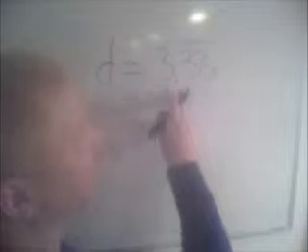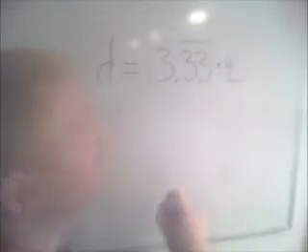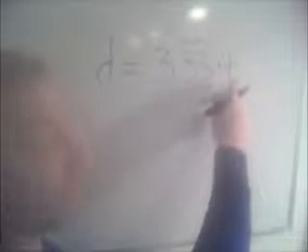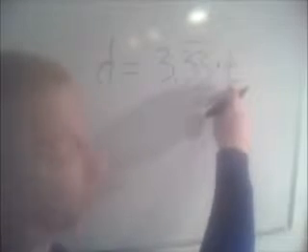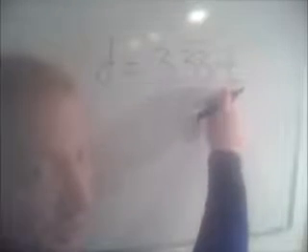3.33 meters per second times t seconds. That should make sense to you. This is the speed at which she's going, and she's doing that for t seconds. So our equation is going to be d equals 3.33 times t, t standing for the amount of the seconds that she's walking.